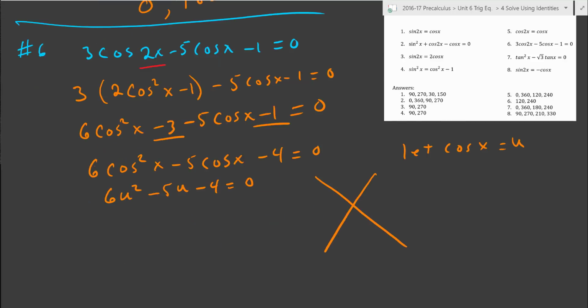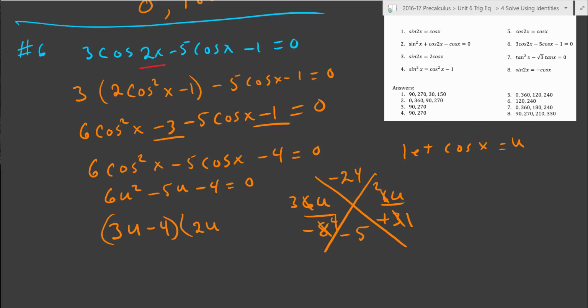We'll use the big X for factoring. A times c gives us negative 24. B is negative 5. Factors of negative 24 that add to give negative 5 are negative 8 and positive 3. Bringing the 6u down and reducing, 2 goes into 6 3 times, 2 goes into 8 4 times, leaving us 3u minus 4. 3 goes into 6 2 times, 3 goes into 3 1 time, leaving us 2u plus 1. All that equals 0. Setting each factor equal to 0, I get u equals 4 over 3 on that side, and on this side I get u equals negative 1 over 2.